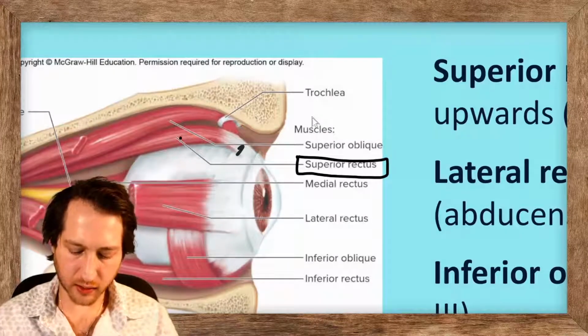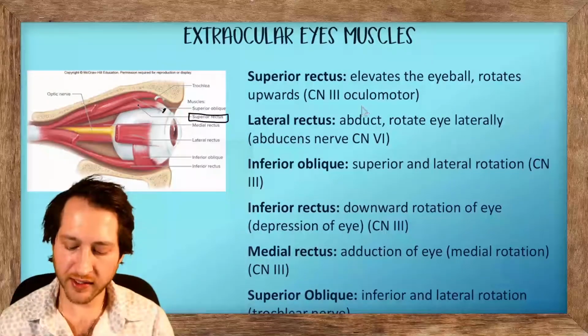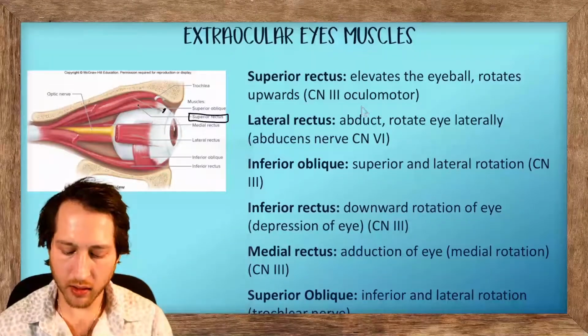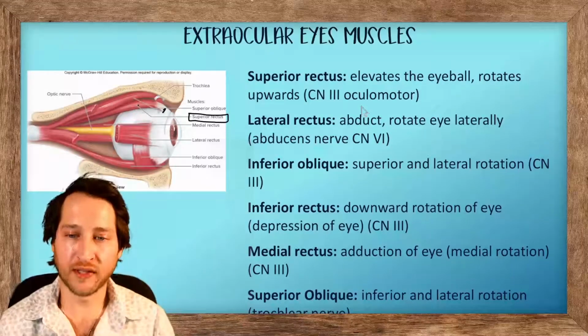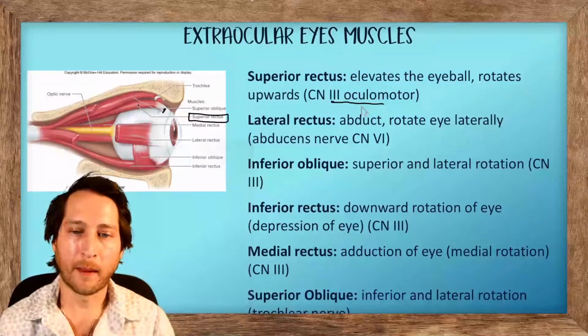It's attached to the sclera. And so when the superior rectus contracts, it's going to elevate the eyeball or rotate it upwards. And this is innervated by cranial nerve 3, the oculomotor nerve.